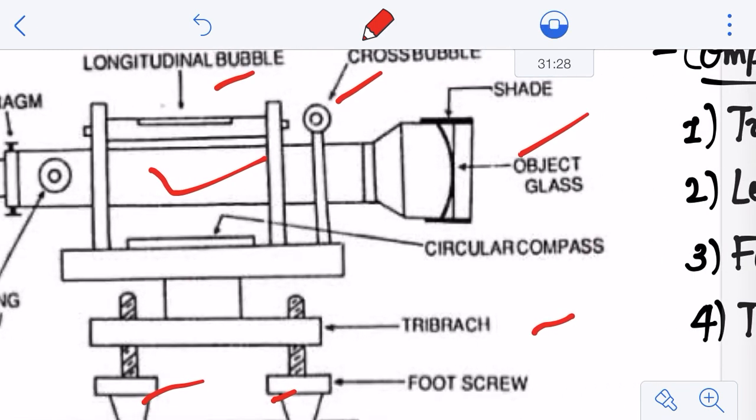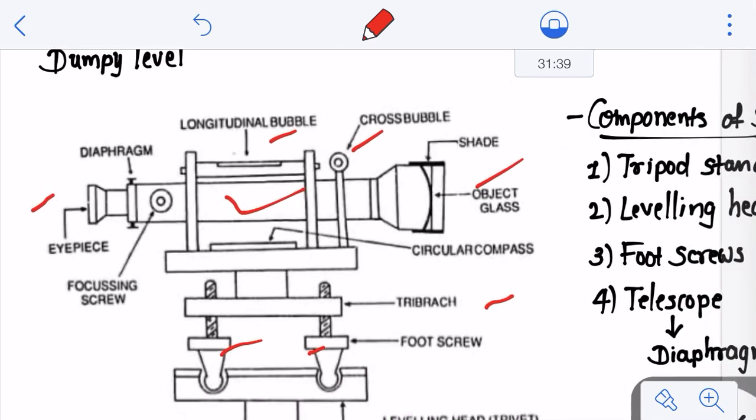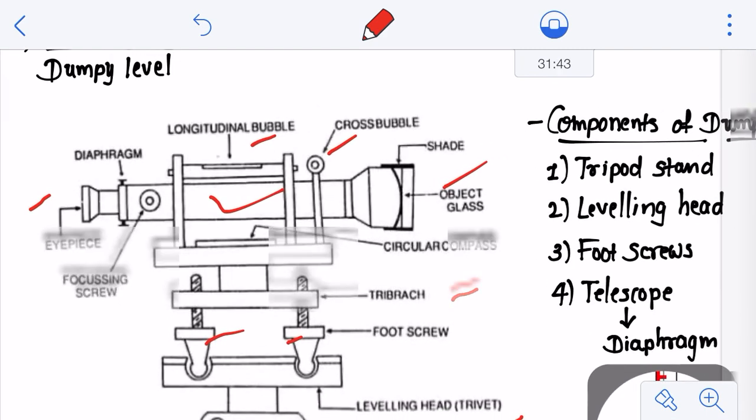And the object glass is very simple. It will help you in focusing on your object, so that your object will appear very clearly and you can read your readings easily. And that's how these two glasses will work in your telescope. And that's all about your telescope.